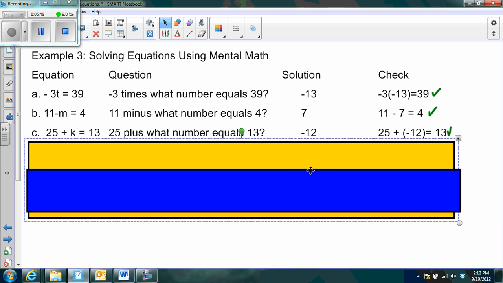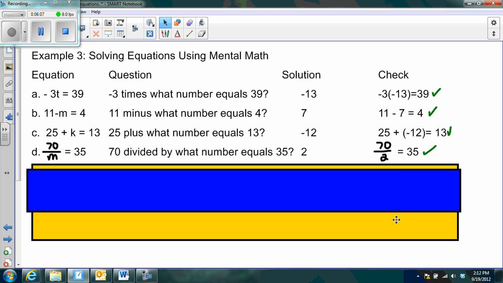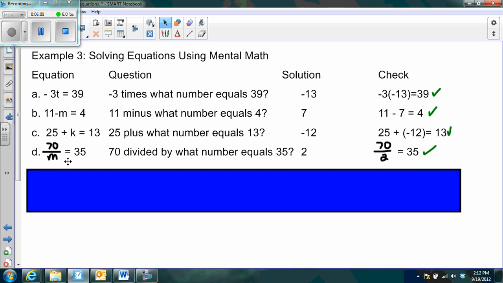So 25 plus k equals 13. So you could say 25 plus what number equals 13? So 25, we know 13 is smaller than 25, so we must have to add a negative number. So negative 12, yep, it works out. And then lastly, we have 70 divided by m equals 35. So 70 divided by what number is equal to 35? So if we divide 70 by 2, we do get 35. This is a way of using your mental math to solve an equation by asking a question.